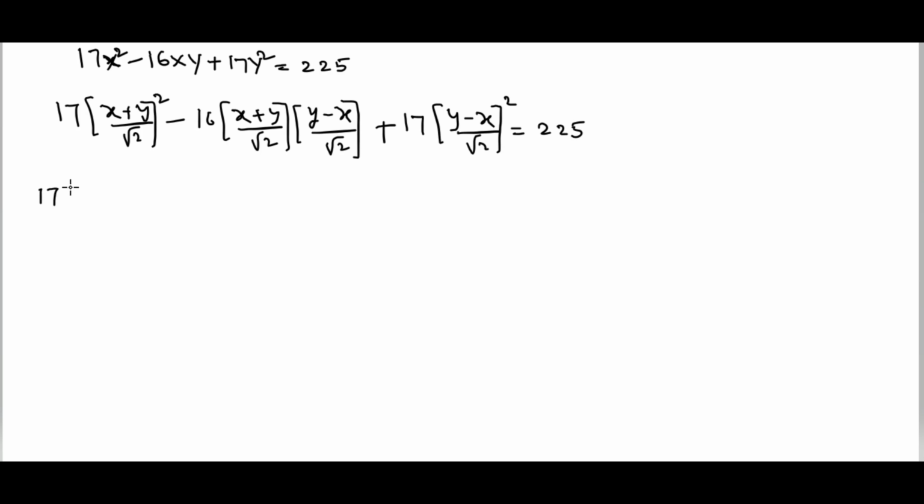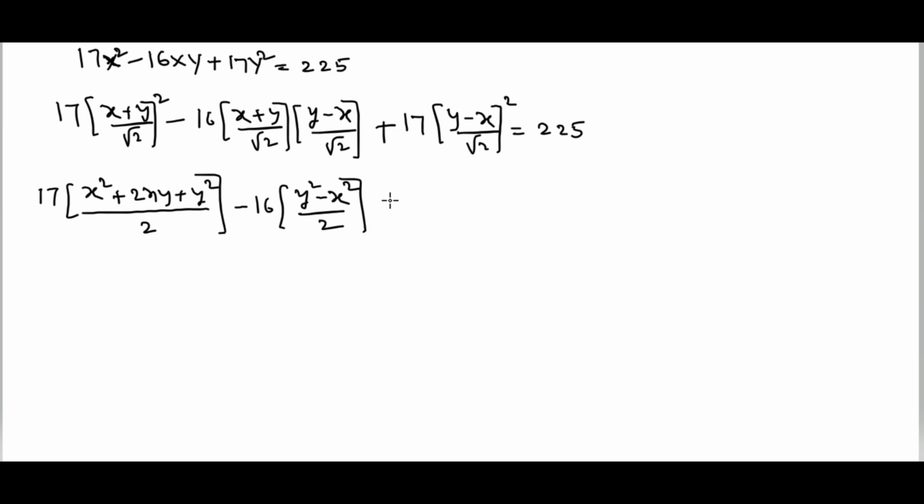That is 17 into (x + y) whole square, that is x square plus 2xy plus y square, by root 2 whole square, that value is 2, minus 16 into, so this is in the form of a plus b into a minus b, that is (y − x)(y + x), that is y square minus x square, by root 2 into root 2, that is 2, plus 17 into (y − x) whole square, that is y square minus 2xy plus x square, by root 2 whole square, that is 2, is equal to 225. Now take LCM.